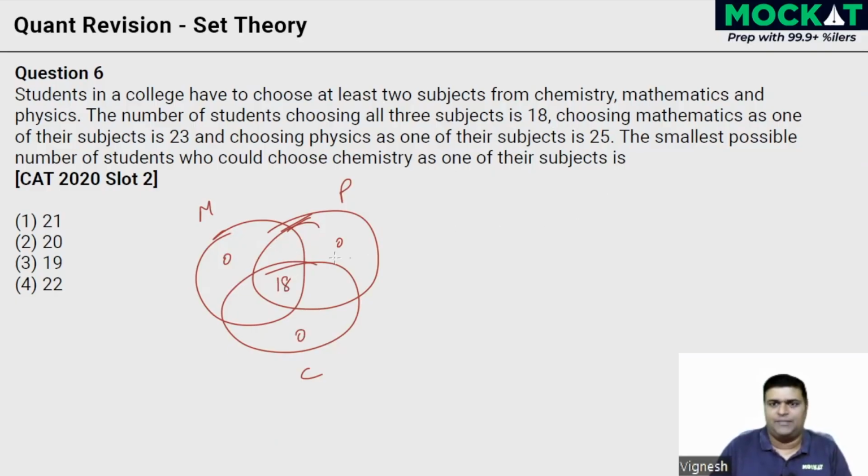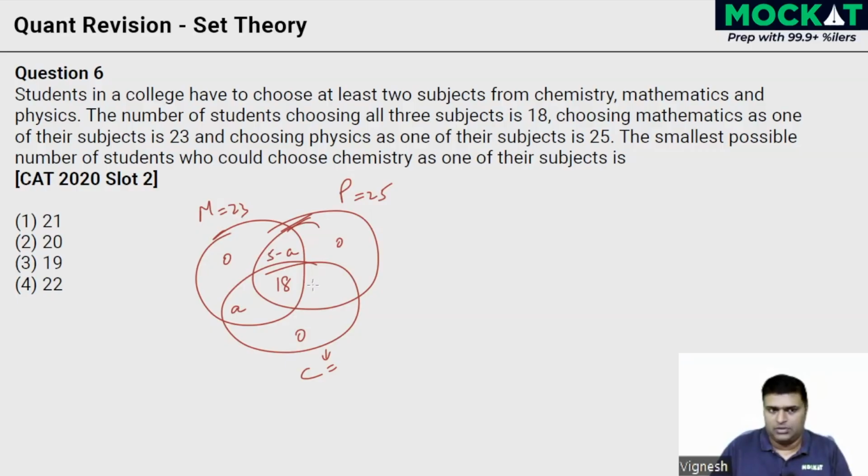Choosing mathematics as one of the subjects is going to be 23. And physics as one of them is going to be 25. The smallest possible value for those who would choose chemistry. Chemistry, I have to minimize. So what do we do over here? We need to work with a variable, right? One of the missing regions you can take as a variable a. Of this 23, 18 is done. The remaining two should add up to 5. If one of them is a, the other is 5 minus a. Now these two regions add up to 23 minus a. And if I add something, I should get 25.